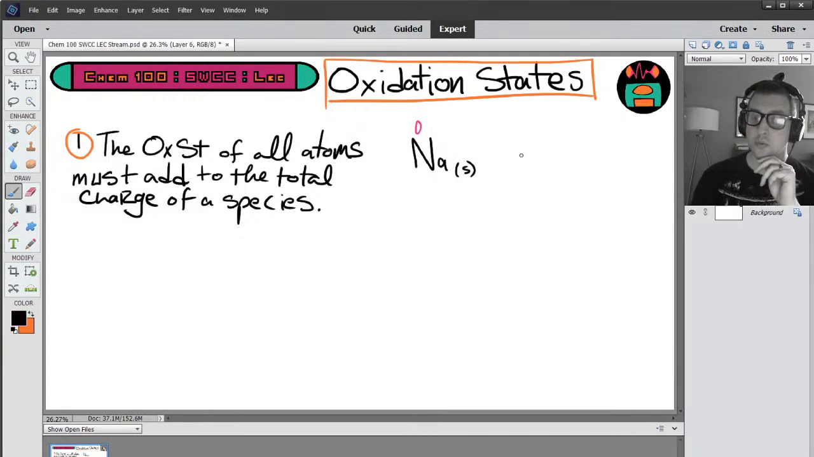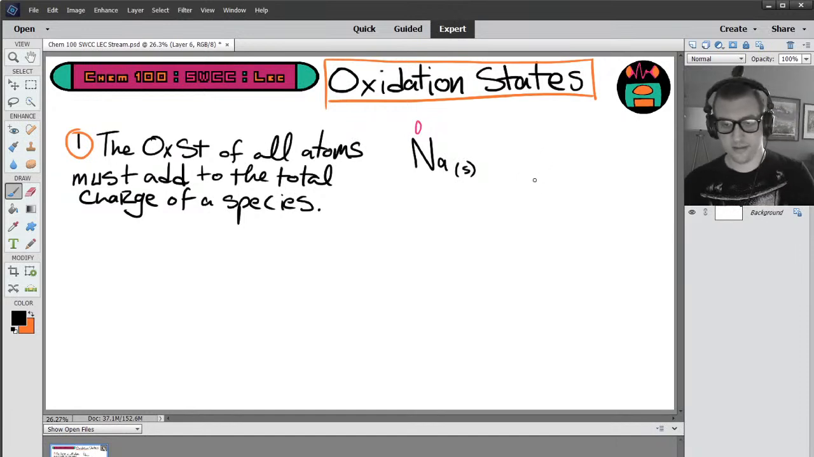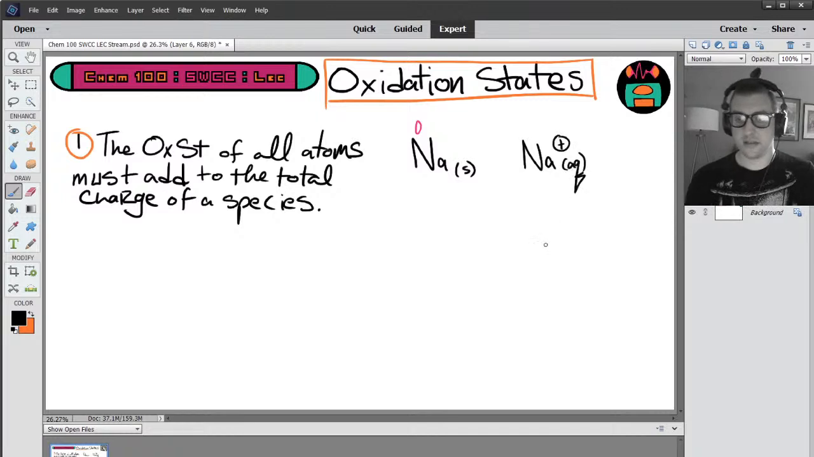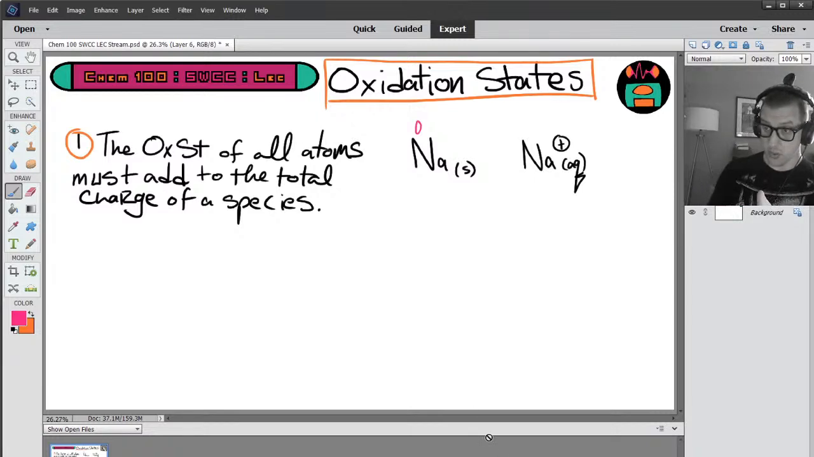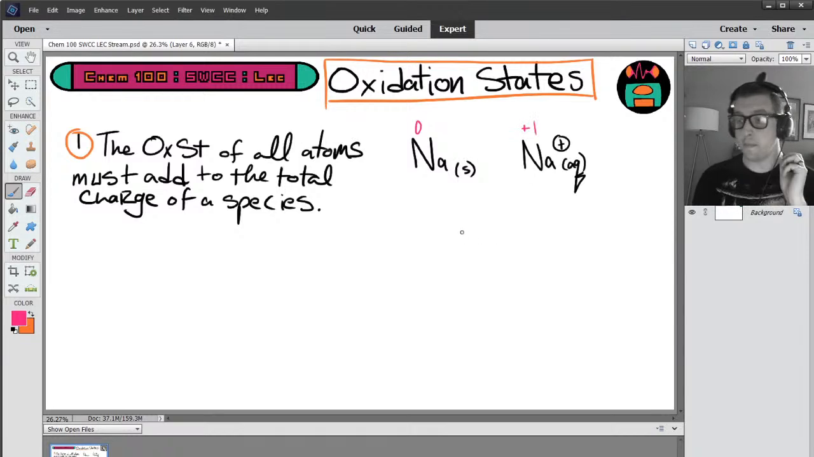If I asked you what is the oxidation state of aqueous sodium cations, since we have a total charge of positive 1, the oxidation state of sodium must be positive 1.